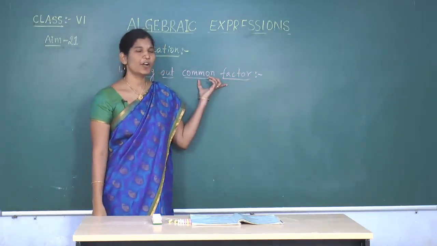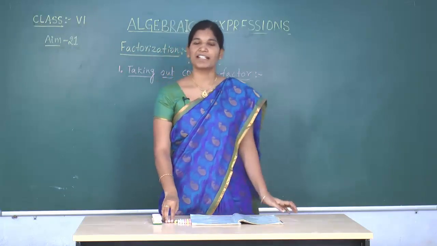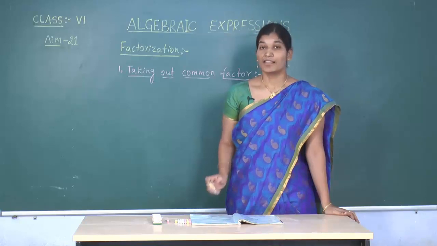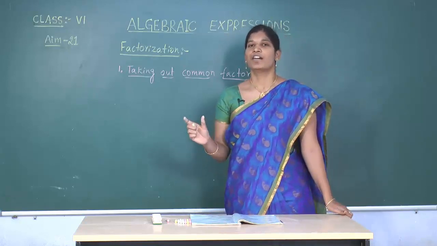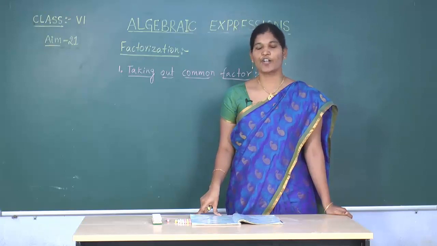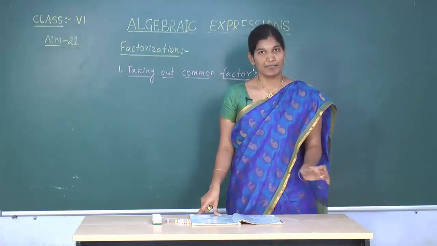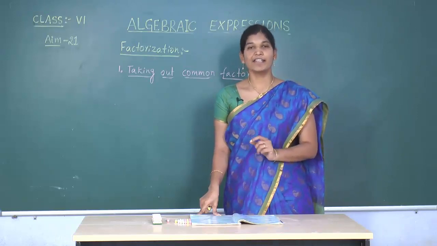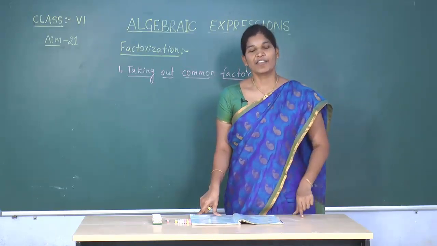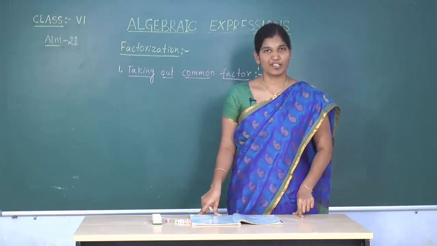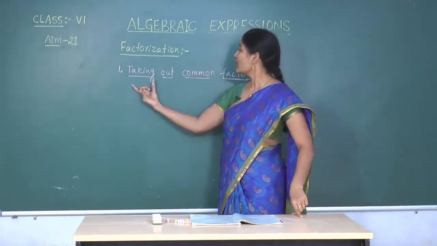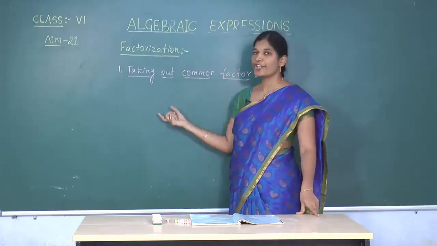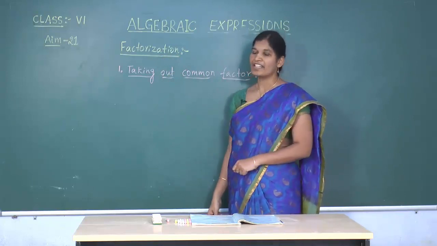First of all, what is a common factor? A common factor means a number or a number-letter combination that divides each term of the given algebraic expression. And how do we take out a common factor? This is one type of factorization. Now let us see by taking one example.